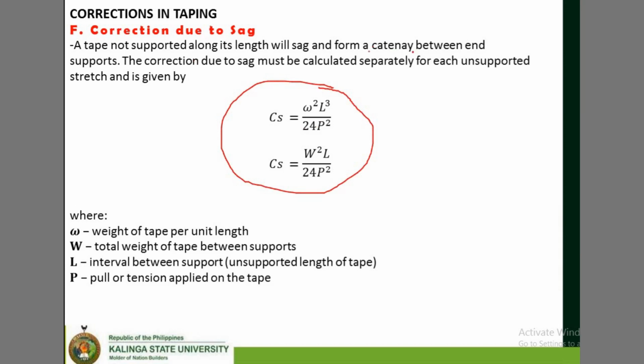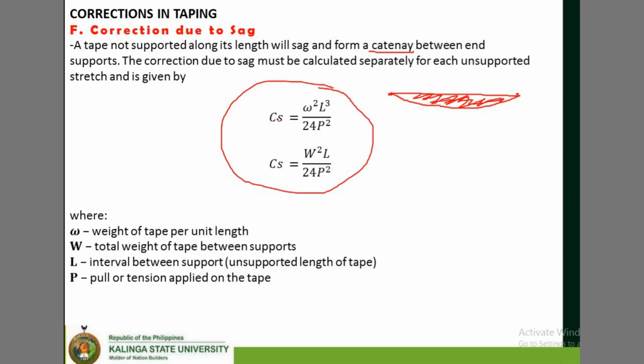Ano itong natawag nating catenary? That is catenary, C-A-T-E-N-A-R-Y. Let's say this is the point and this is the other point. Di ba dapat yung tape natin is naka-straight line? But since because of the sag, balin naka-study tape, the measuring tape tayo, okay, this space here, we call this your catenary. Ito yung iniiwasan natin, especially in measuring horizontal distances.